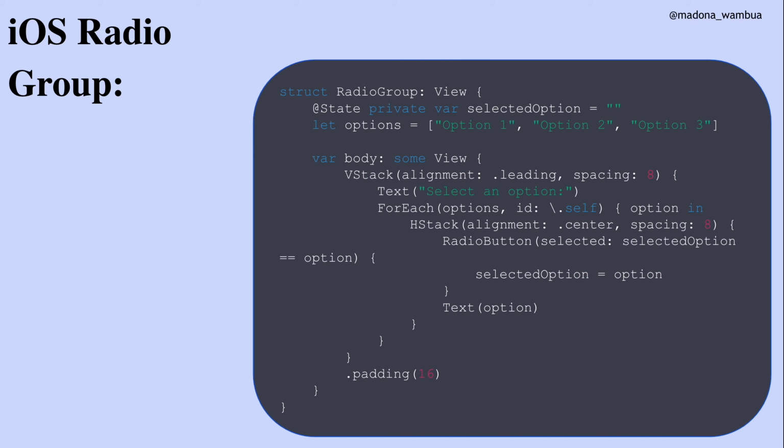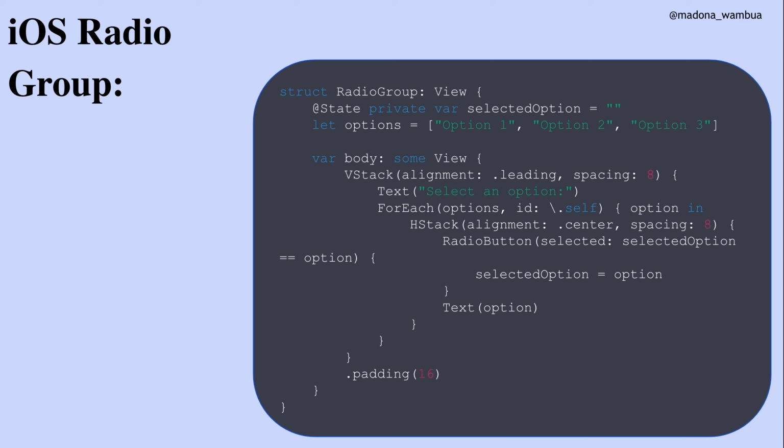Now, the options are listed in the for each loop, as you can see there. So the selected option variable is used to keep track of the currently selected option, and the options are listed in a for each loop, with each option displayed in an HStack component with a custom radio button and a text view. In SwiftUI, a struct is a fundamental building block used to define a user interface component.